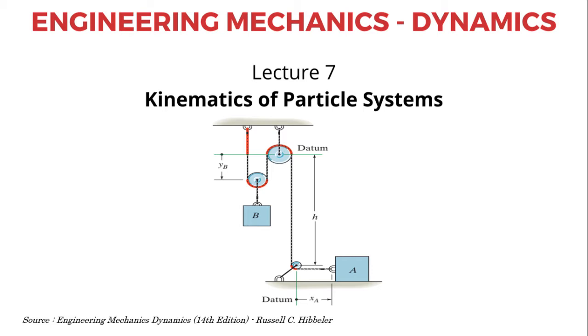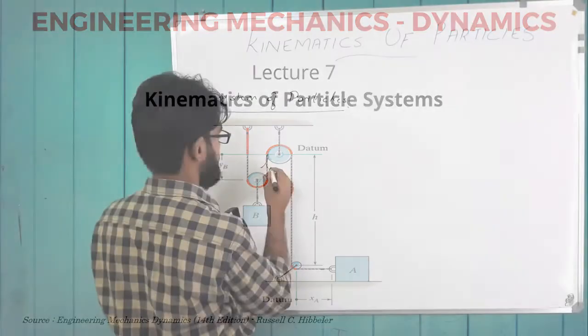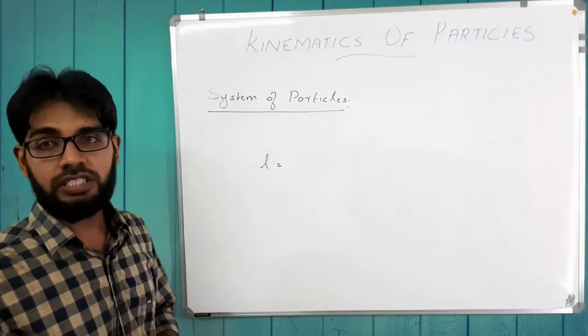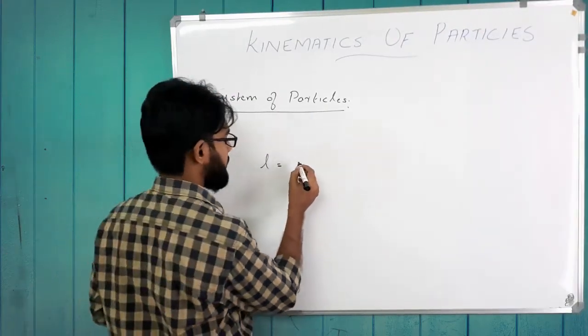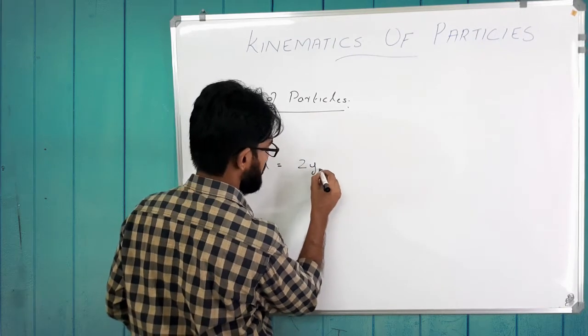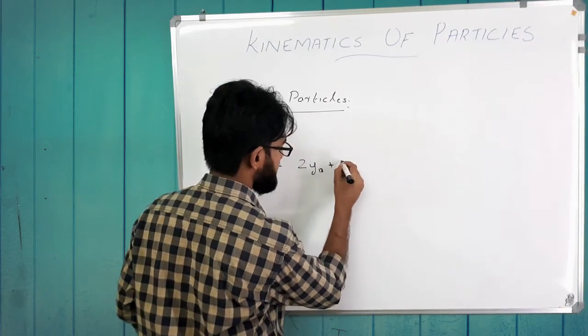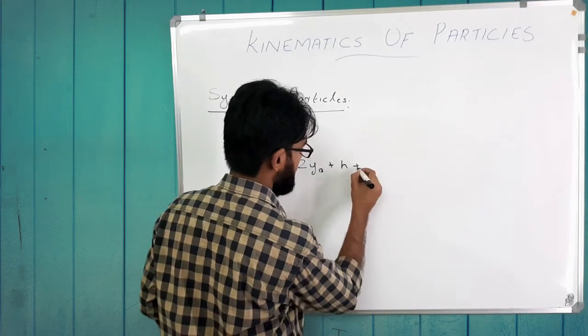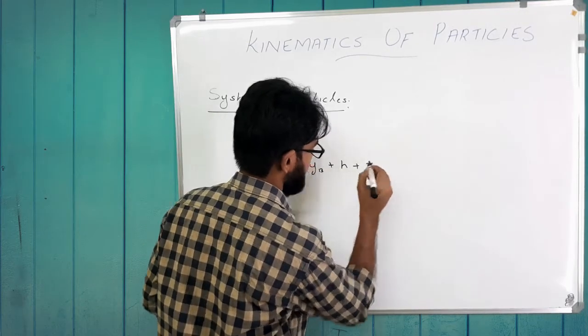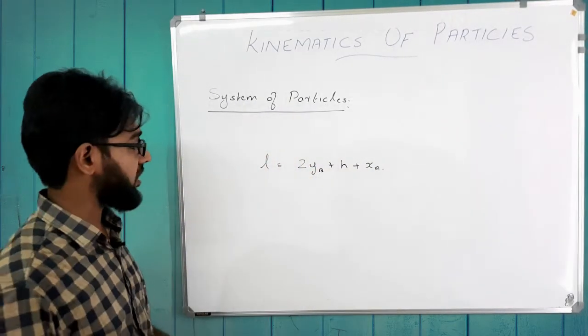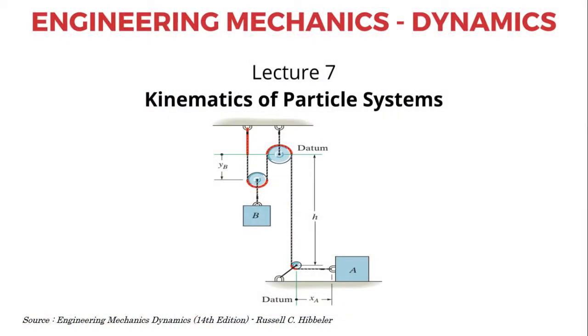Now, let the total length of the chord, avoiding these segments, be denoted by small l, which if you look closely, you can give as 2 times yb plus h plus xa. Look at the figure once again: 2 times yb plus h plus xa, where h is a constant.